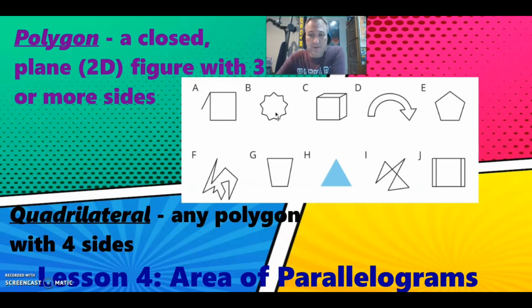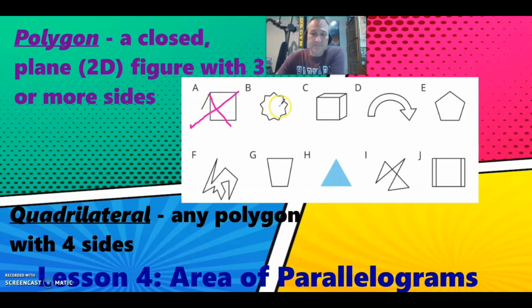Here is a picture of some shapes. Let's try to figure out which ones are polygons. How about A? Is that a polygon? Is it closed? Well, it already violates that rule. Not closed right here. It has an unconnected side, so that can't be a polygon. So we'll cross that one out.